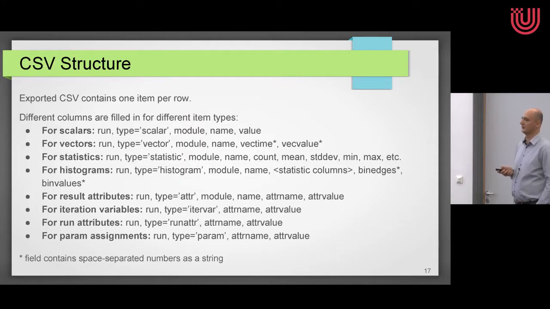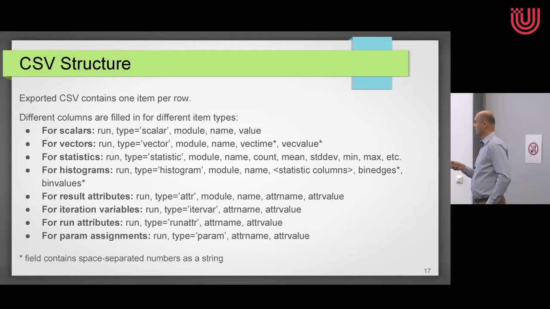We have different line types, and the first two columns are the same for all line types. There is the run, the identifier of the run, and the type. And there are types like scalar, vector, statistics, histogram, or attribute, like result attribute, iteration variable from the parameter study, run attribute, and parameter assignment.